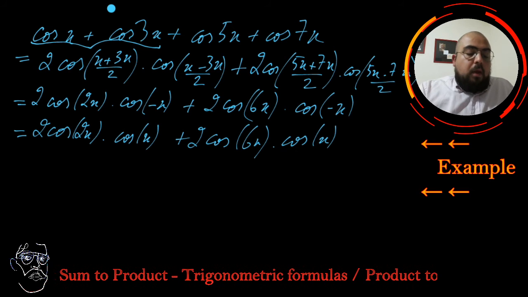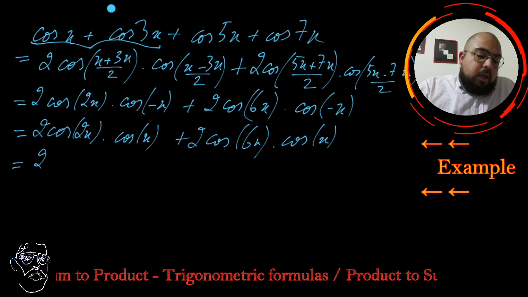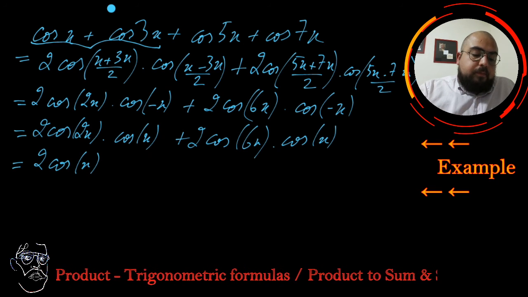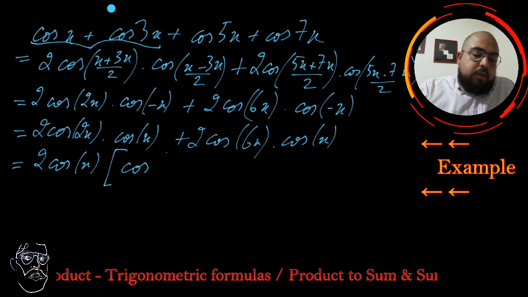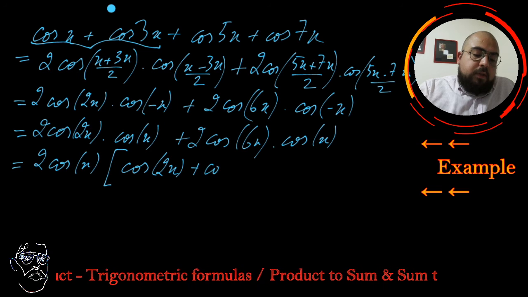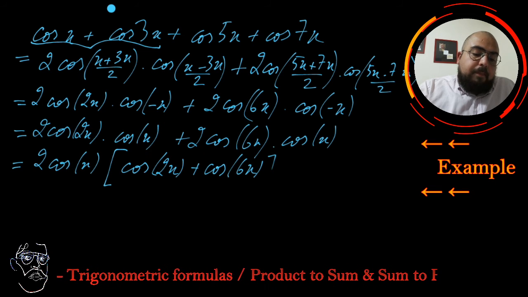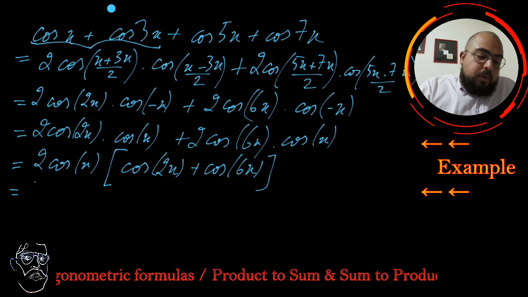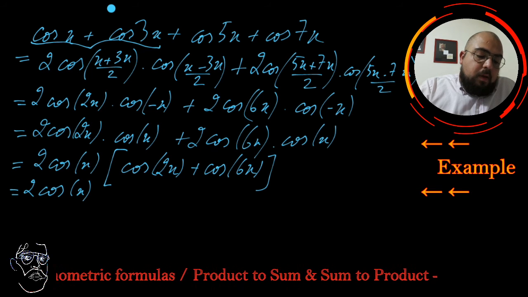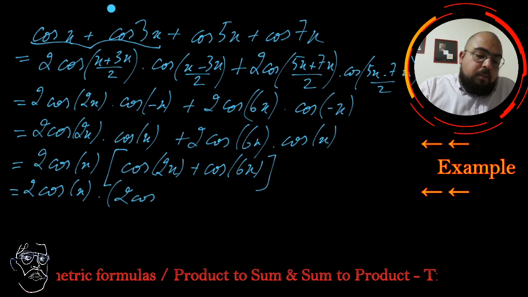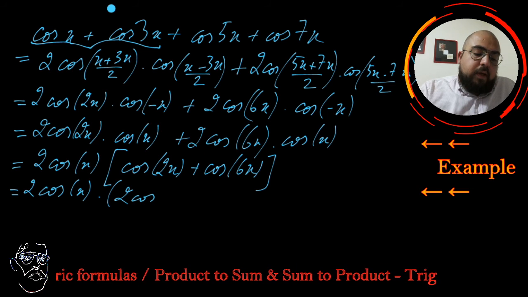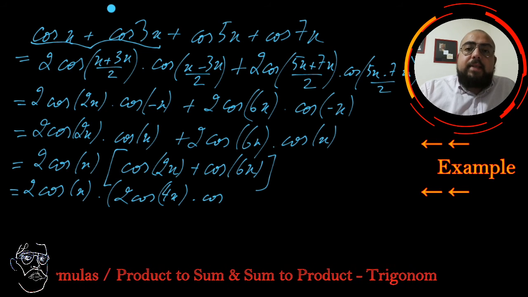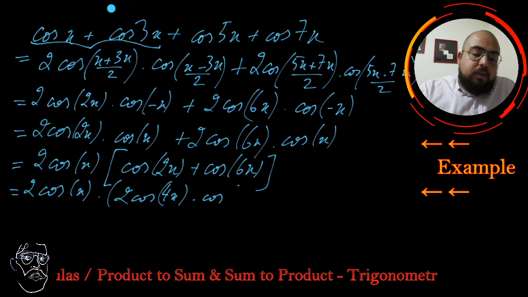Now in this case, I'm going to choose 2 cosine x as common factor. As you can see, I will have cosine 2x plus cosine 6x. In this case, again, it's cosine p plus cosine q, so I can use the formula one more time. It will be 2 times cosine x times 2 cosine of (2x plus 6x) over 2, it's 8x over 2, it's 4x, times cosine of (2x minus 6x), it's minus 4x, over 2, it's minus 2x.